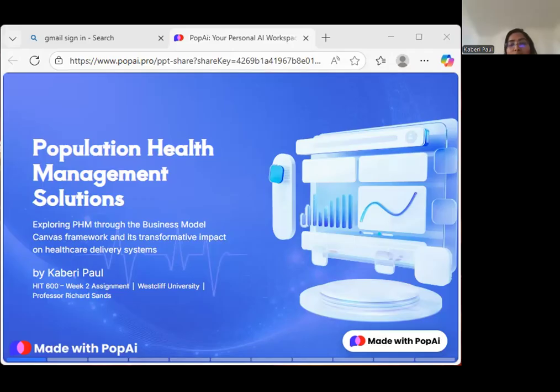I selected population health management because it's one of the fastest adopting technologies in the Gartner Hype Cycle for healthcare players and plays a major role in shifting the healthcare system from reactive treatment to proactive data-driven care. Over the next few minutes, I will explain what PHM is, how it fits into the nine components of the business model canvas, and why it has the potential to reshape healthcare business models, especially under value-based care.